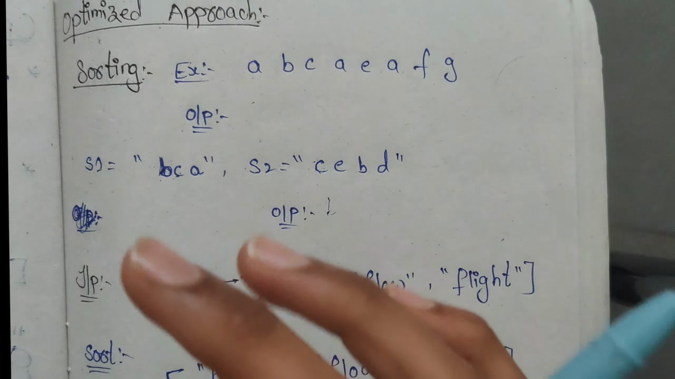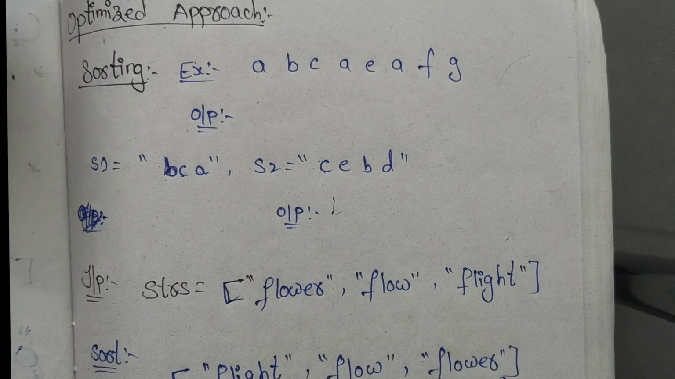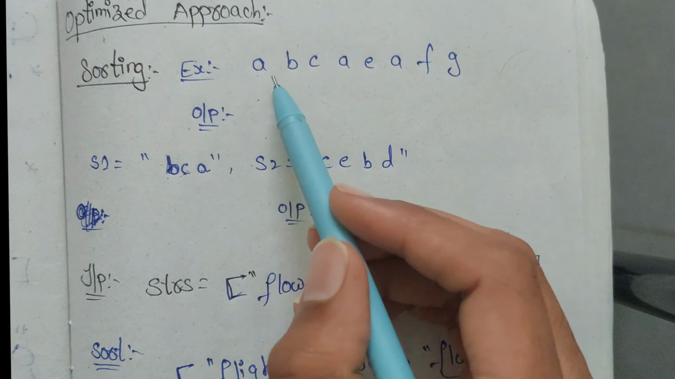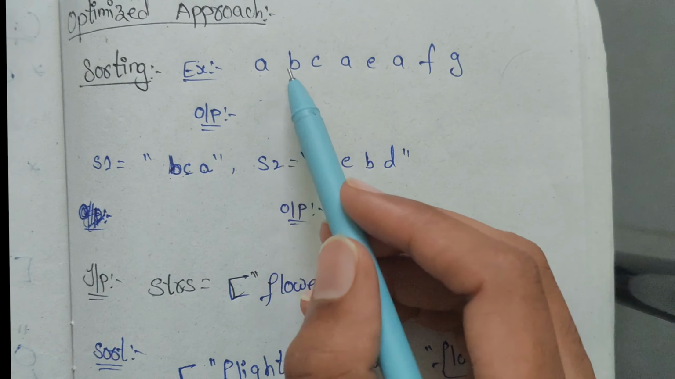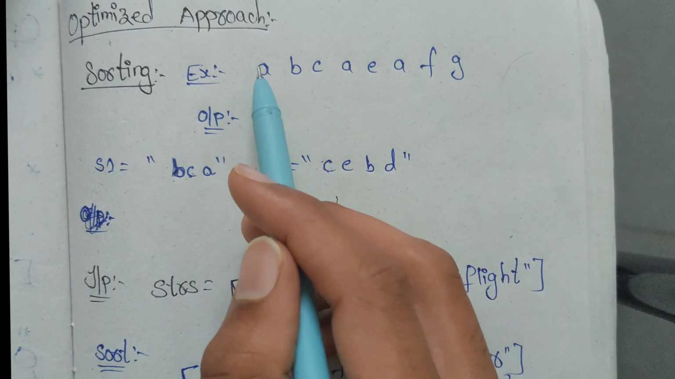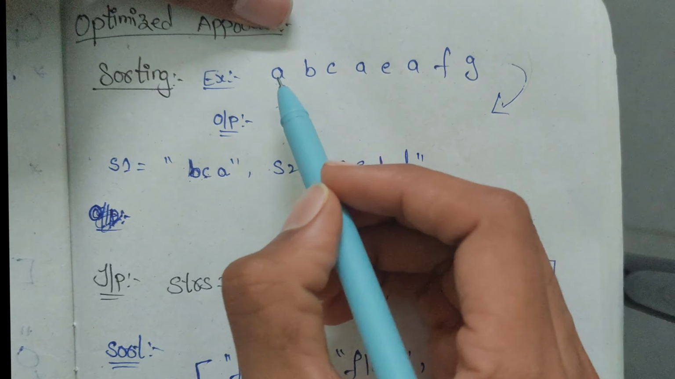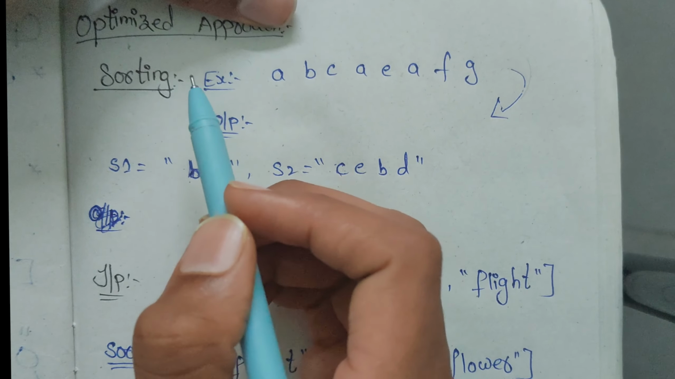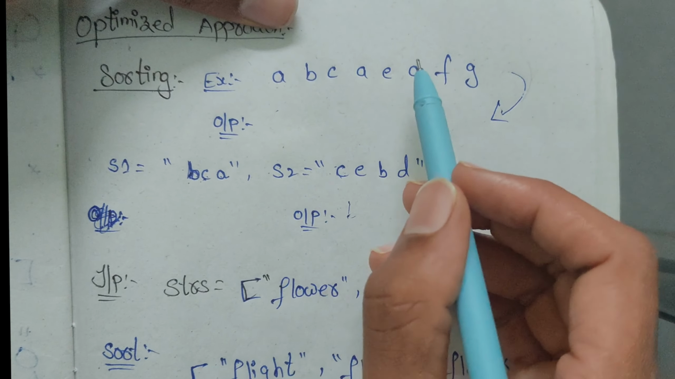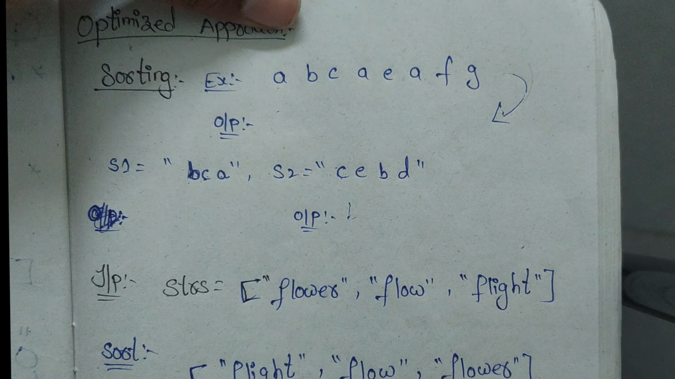Now let us take some random characters in an alphabet and see how we are going to solve this in lexicographical order. I am taking some random characters here like A, B, C, A, E, A, F, G. I want to sort these characters in alphabetical order. So how am I going to sort this? First all the A characters will come to the start, and after that all the B characters, then C characters, and next D, and it goes on like that.